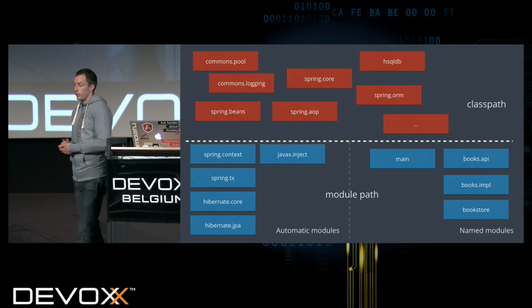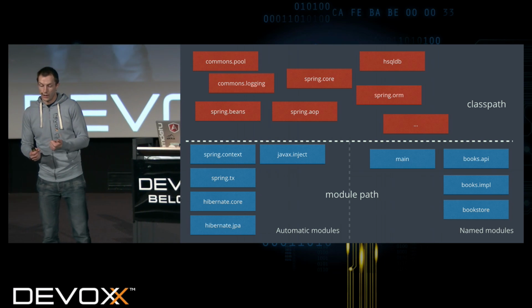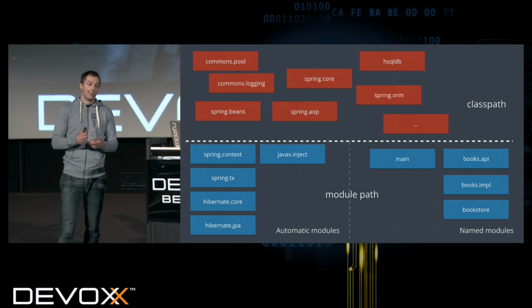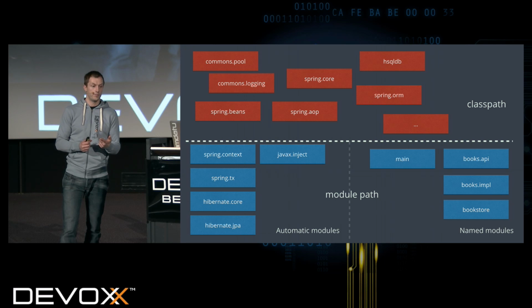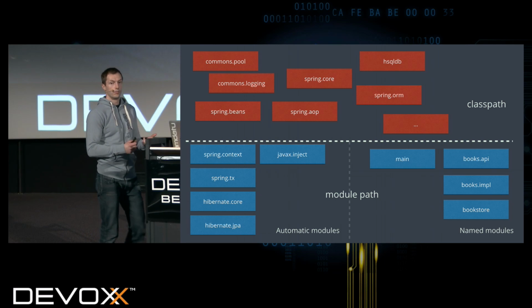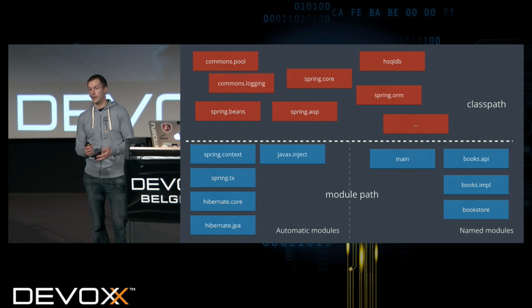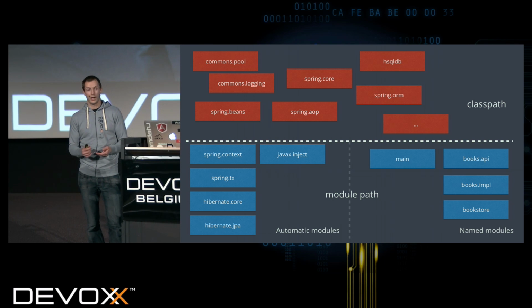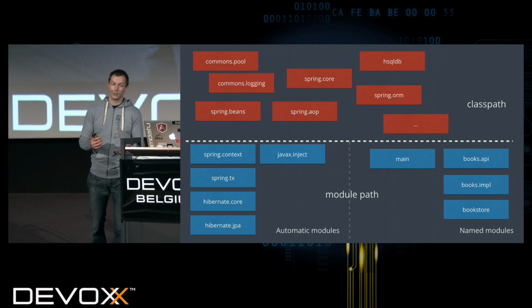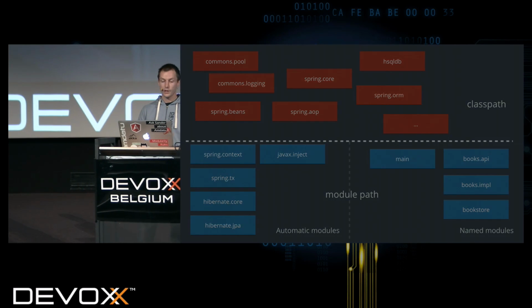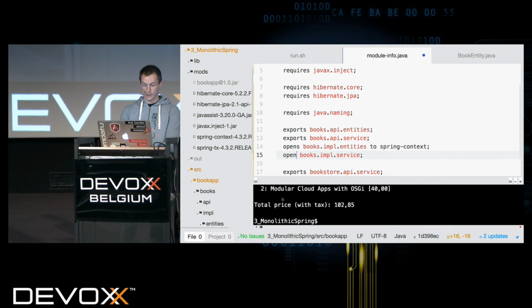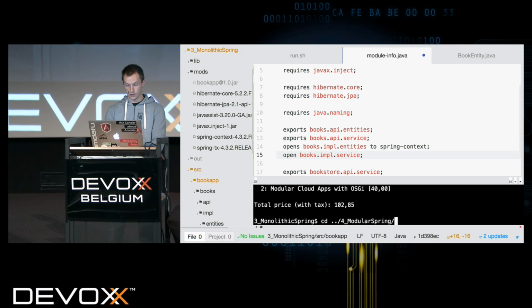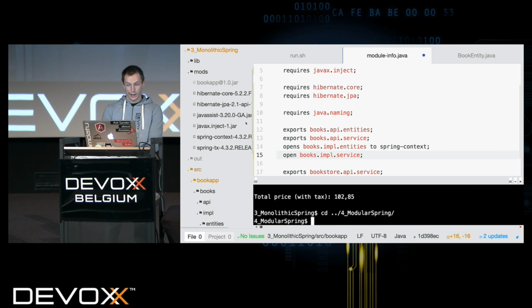So in this case, we will end up with a main module that just contains my main class. I've got a books.api module, just containing the APIs of book, so that's the book service and book itself. We have books.impl containing the Hibernate code and the actual entity to work with Hibernate. And we have a bookstore, which contains both the API and the implementation of the bookstore. So let's take a look how that looks like in code.